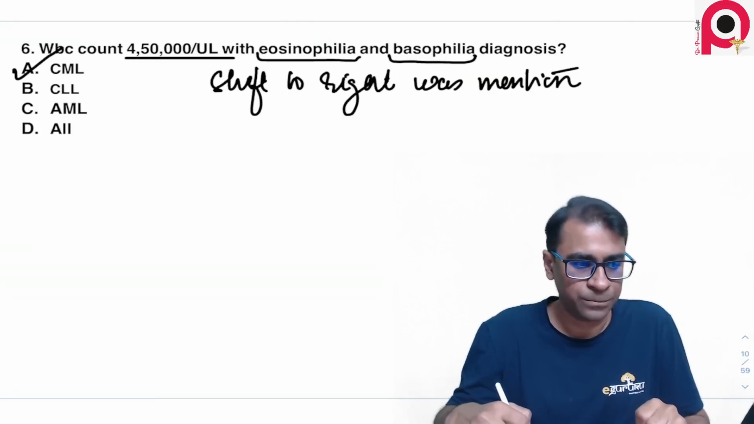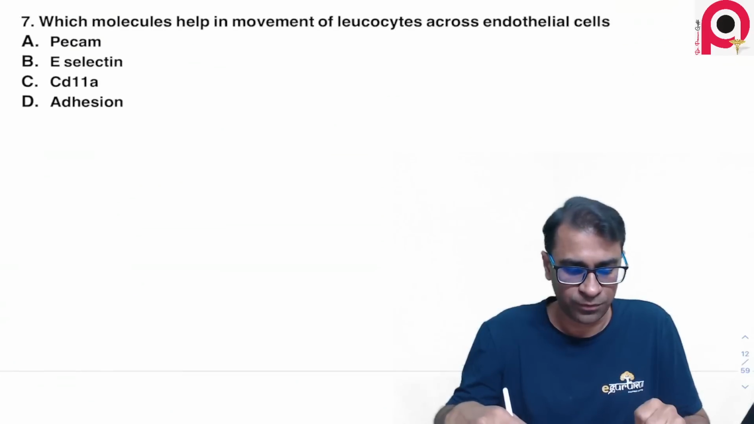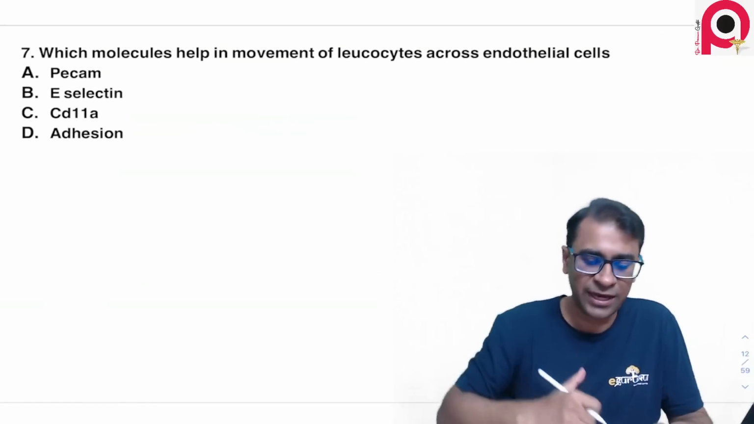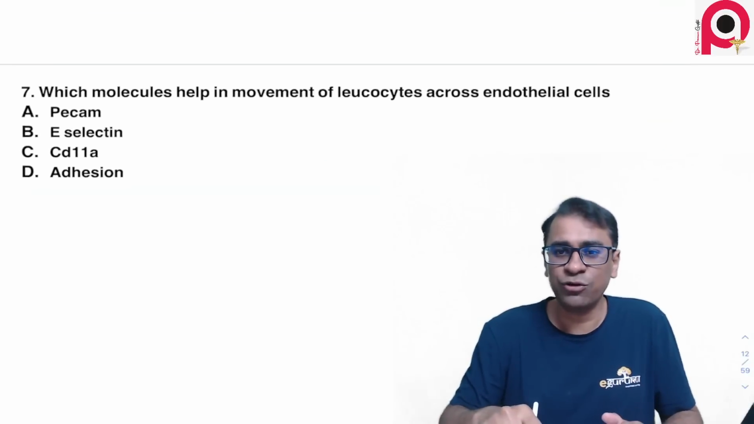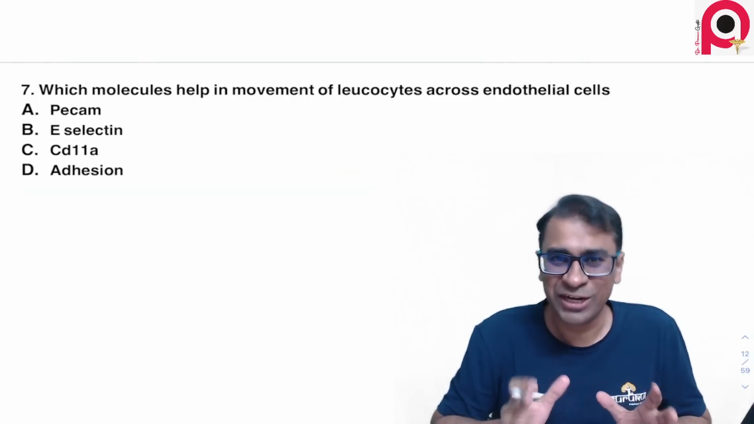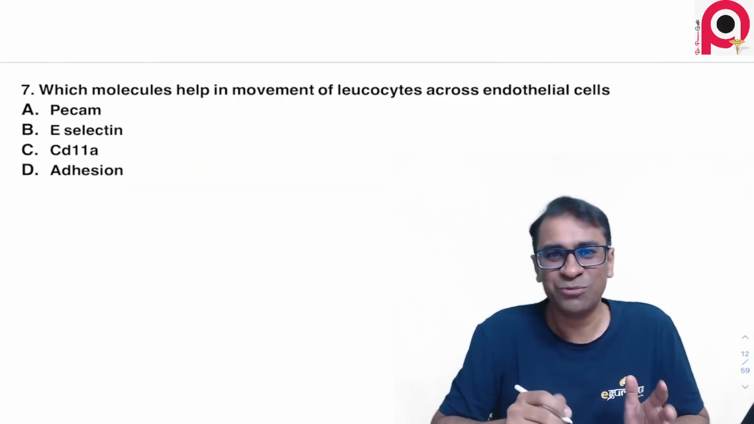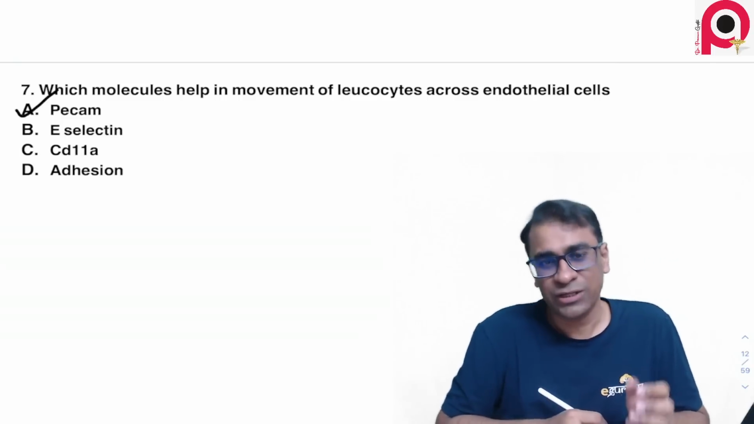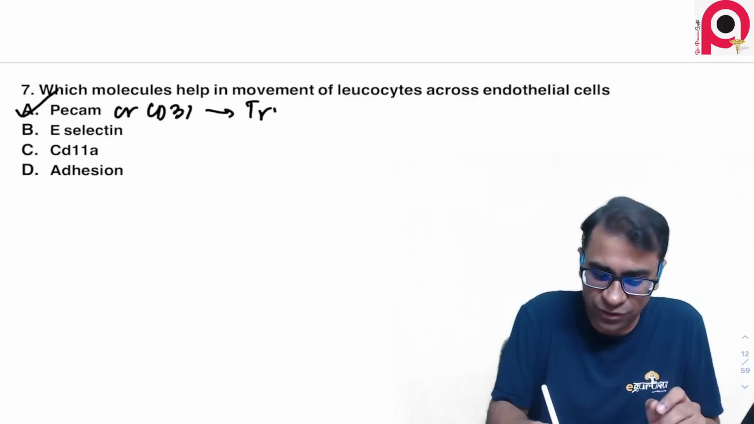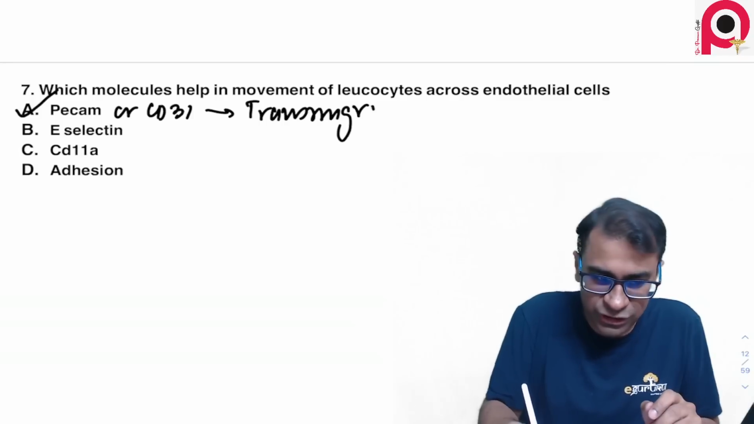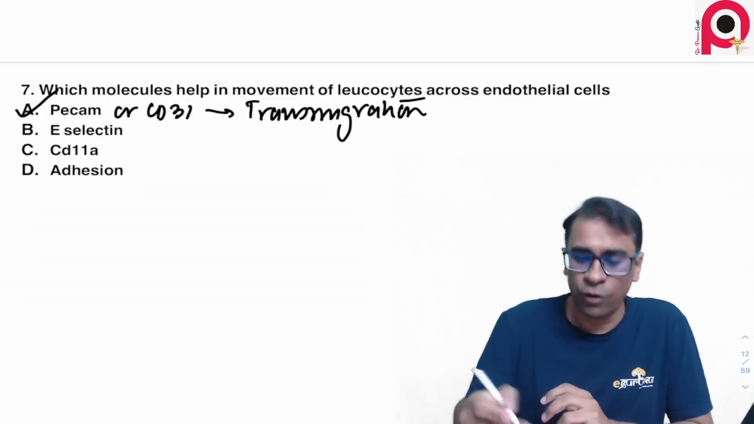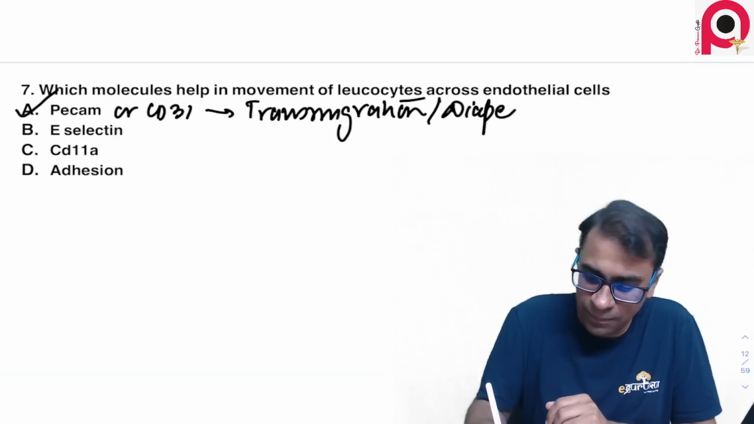Chalo. Which molecule helps in movement of leukocyte across endothelium? What answer did you mark for this question? I think most of you might have marked this correctly. It should be PCAM1, also called CD31. It helps in transmigration, and it also helps in diapedesis.